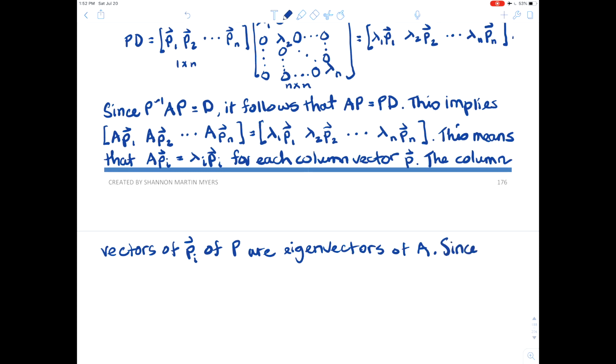And also, since P is invertible, its column vectors are linearly independent. Isn't that cool?